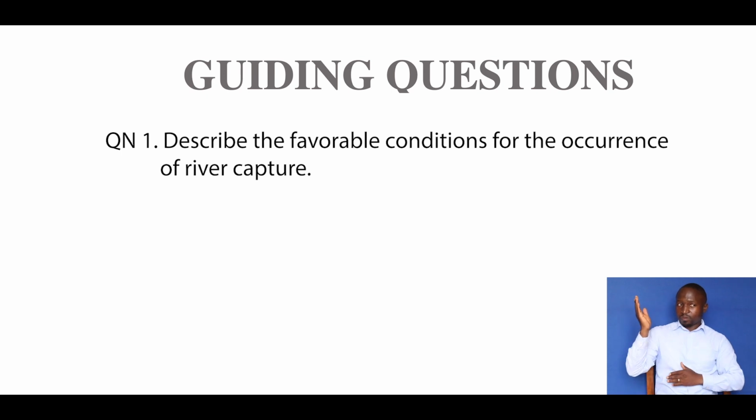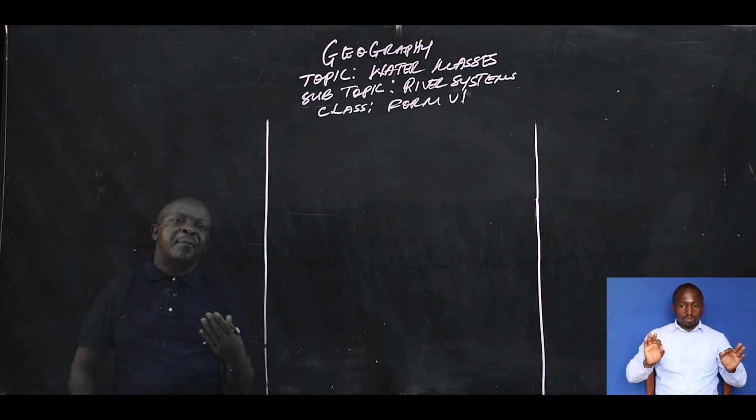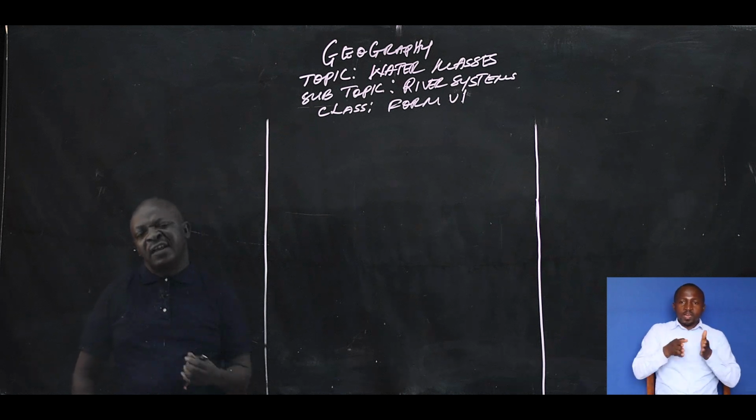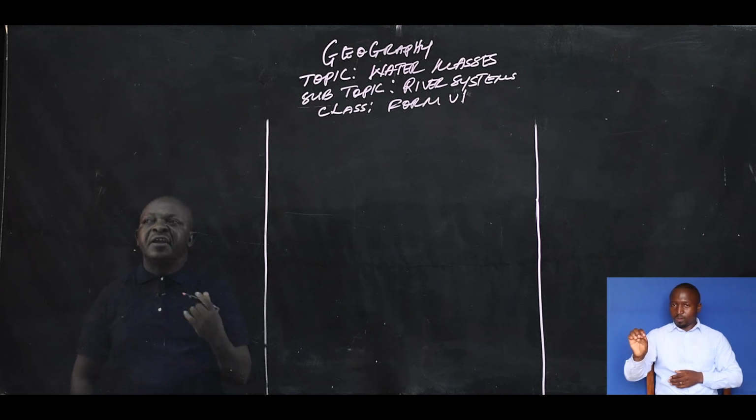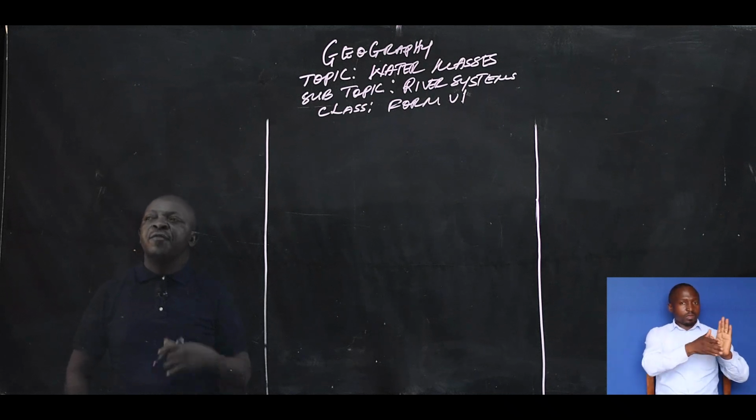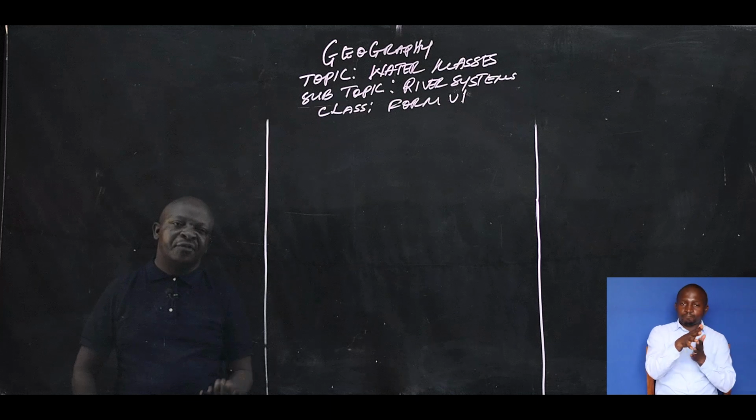Describe the favorable conditions for the occurrence of river capture. The question basically needs favorable conditions for the occurrence of river capture, but we are to start by establishing a good introduction. In the introduction, we are to give the meaning of river capture.